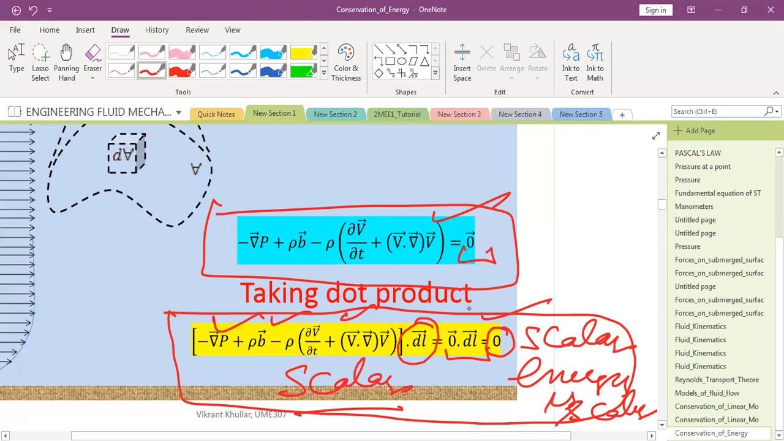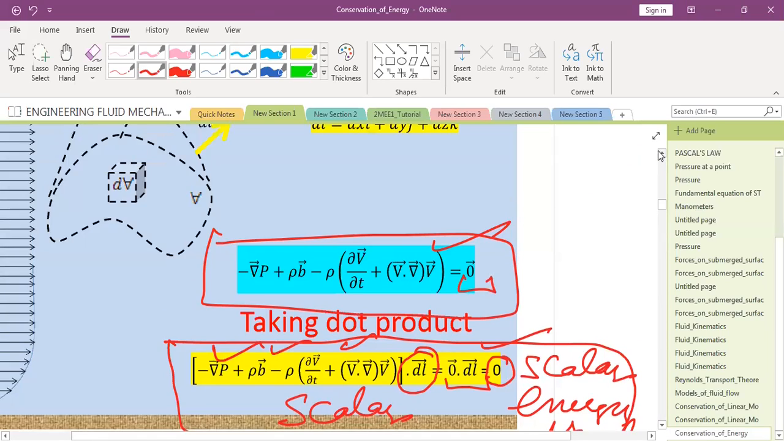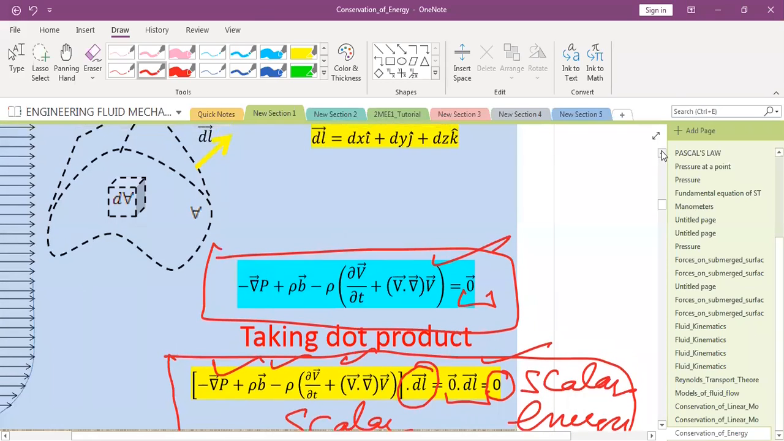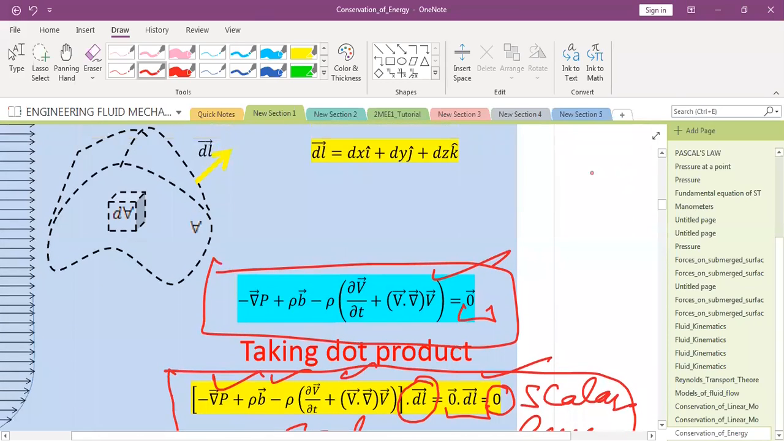सर आपने डीएल के साथ ही डॉट करा. हाँ जी, डीएल के साथ डॉट कर दिया, ये समझ आ गया आपको? डॉट क्यों किया आप ये पूछ रहे हो? यस सर. मैं वही पूछ रहा हूं आपको.